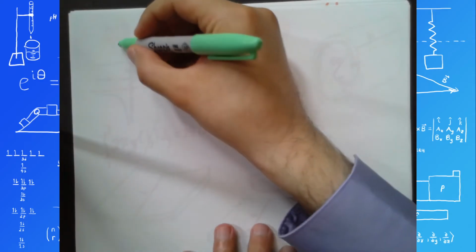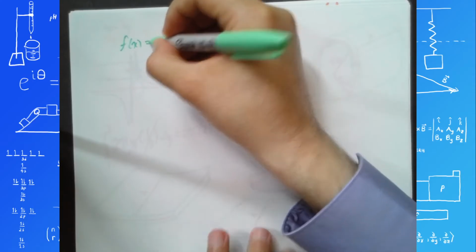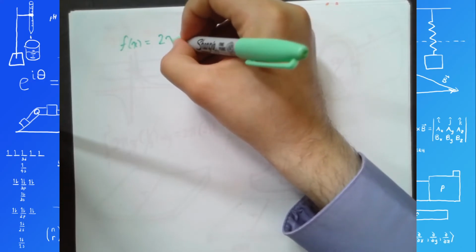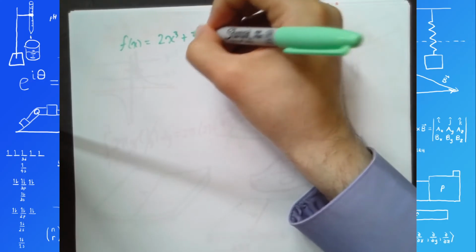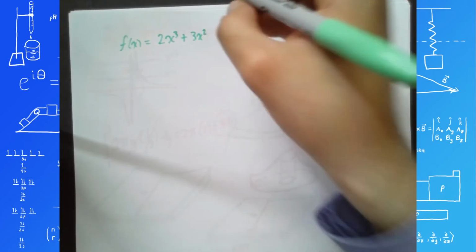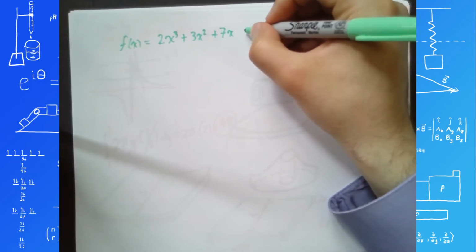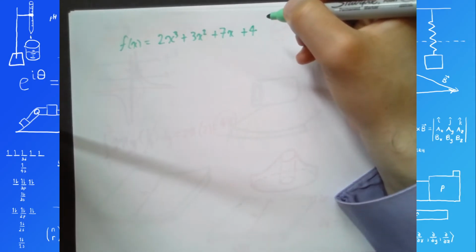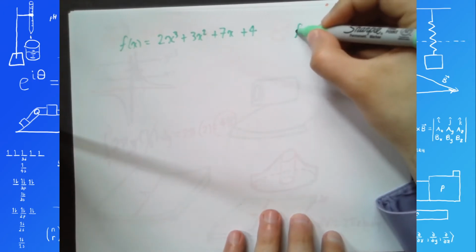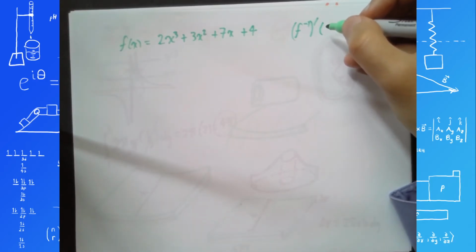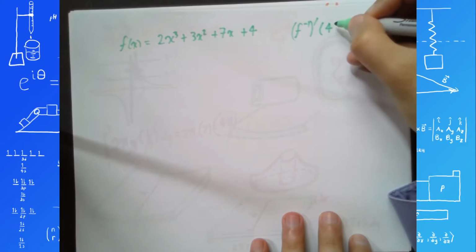Okay, here we go. So, for example, let's say we are given a function f of x equals 2x cubed plus 3x squared plus 7x plus 4. And they want us to find f inverse prime of 4.